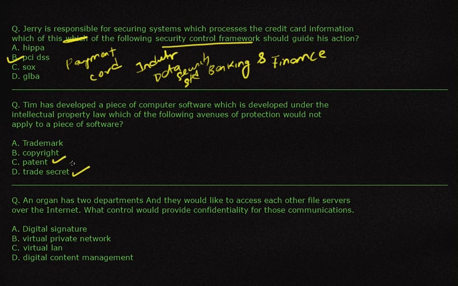Trade secret protection is there for a piece of software. And next is copyright. Copyright is also valid. So the answer to this question is trademark. Trademark is applied to logos and company names. Which of the following avenues of protection would not apply? Trademark would not apply.